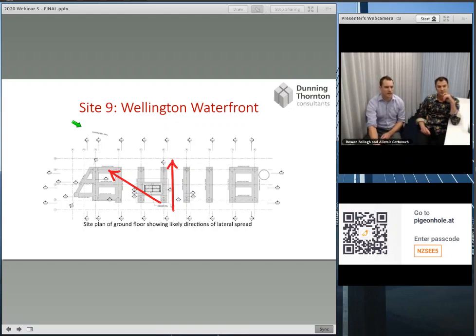This is just another tricky constraint on the building. It really drives the need for quite large piles.